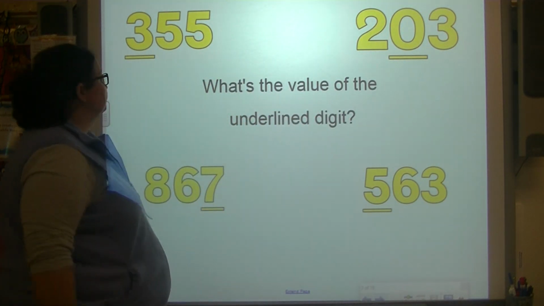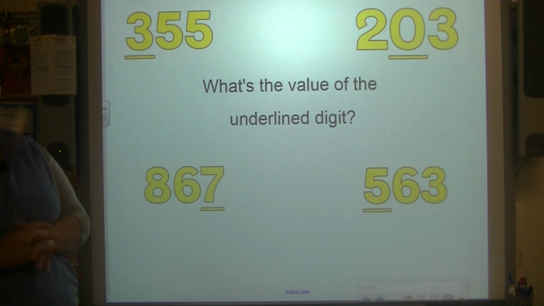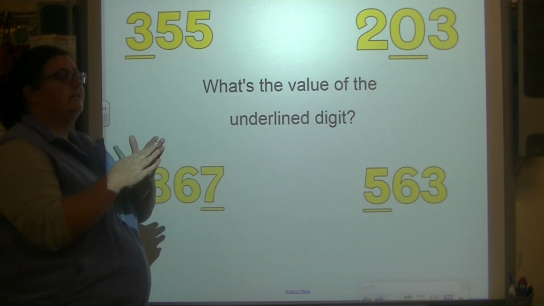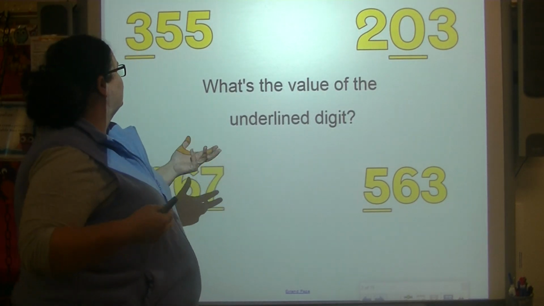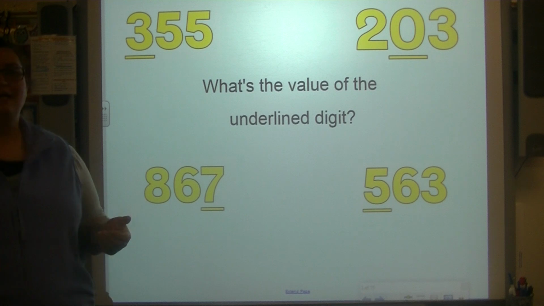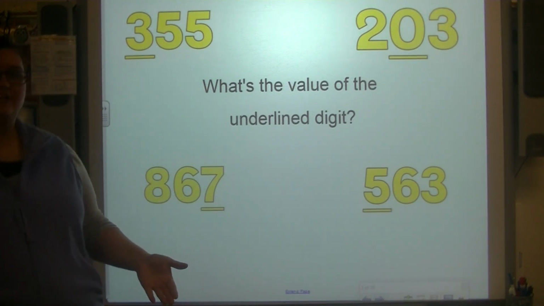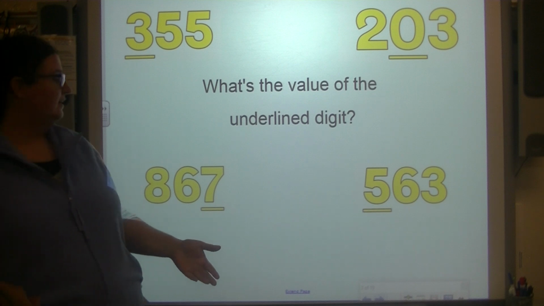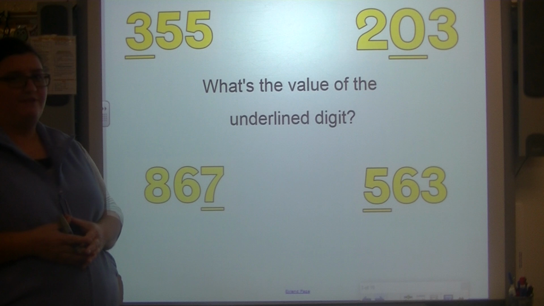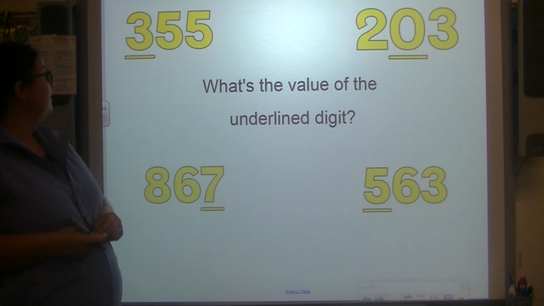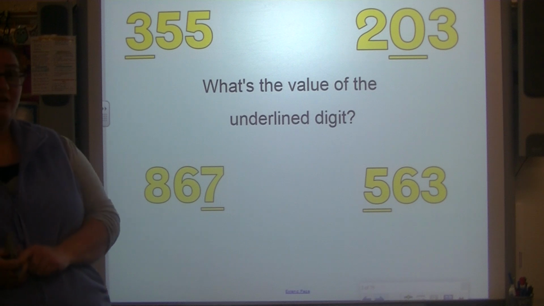Right now, we just looked at these numbers, and we did the expanded form. We stretched it out. Now, what if you just see the number, and I ask you what is the value of the underlined digit? So, say you have this number, 355. If we're looking at this number, how would you know the value of that digit?